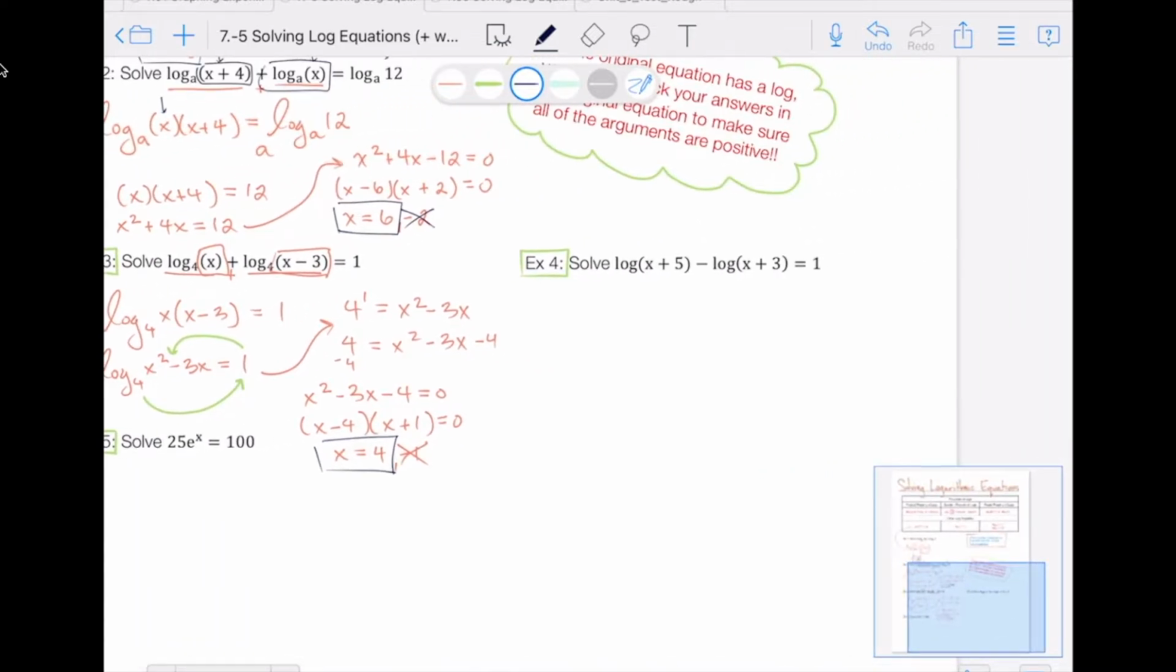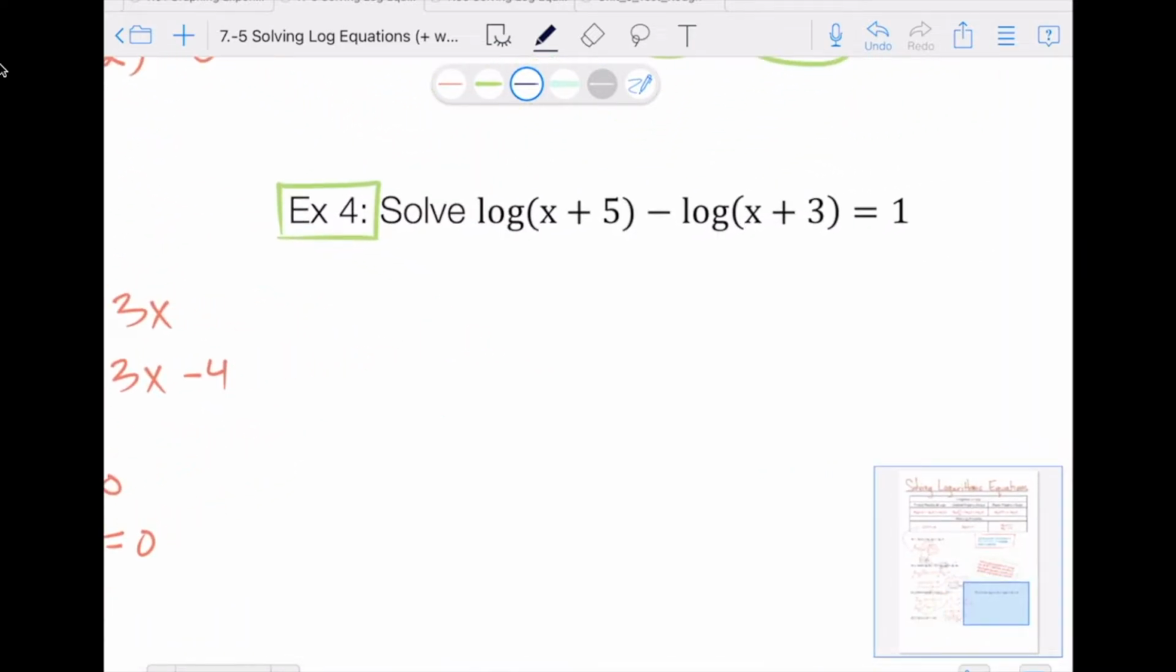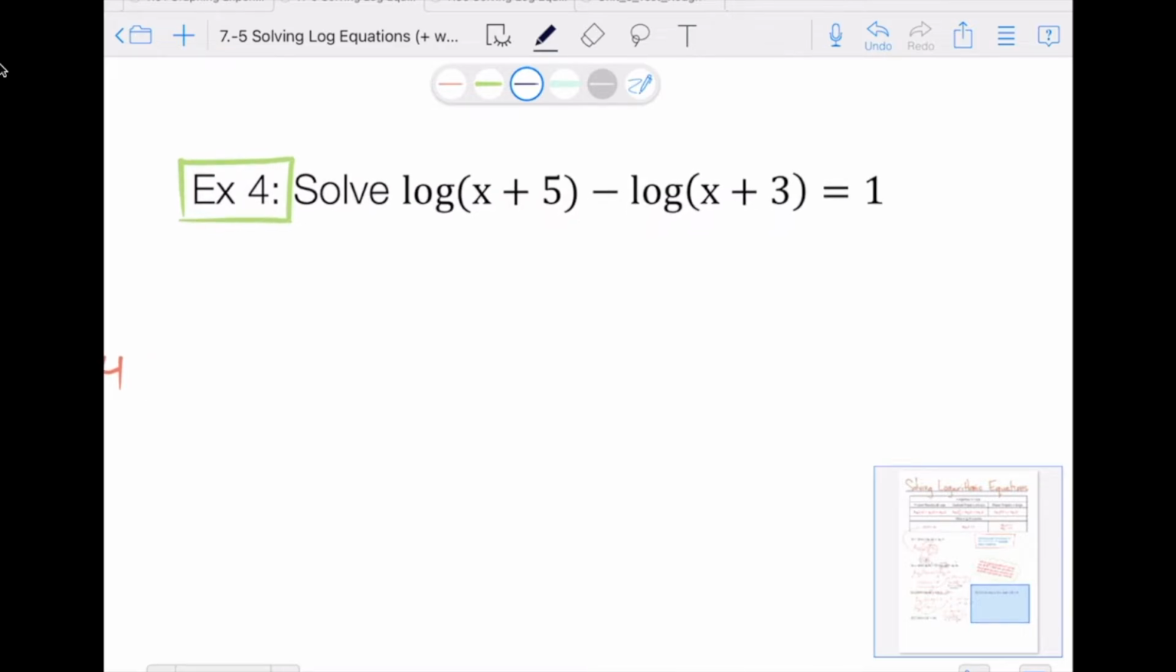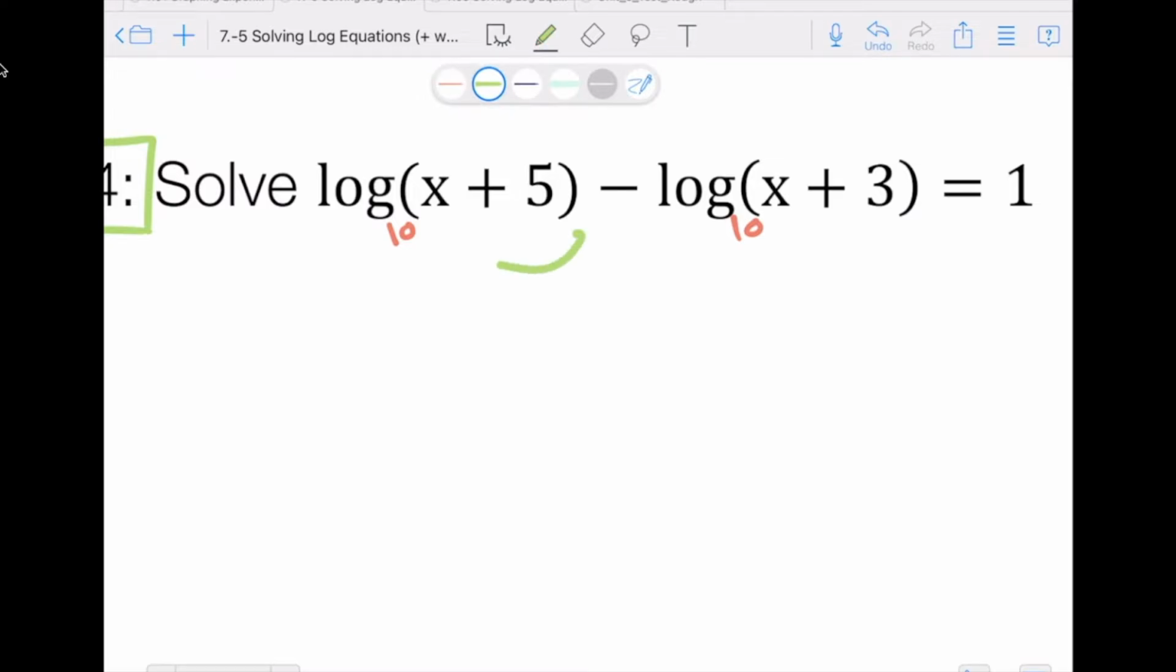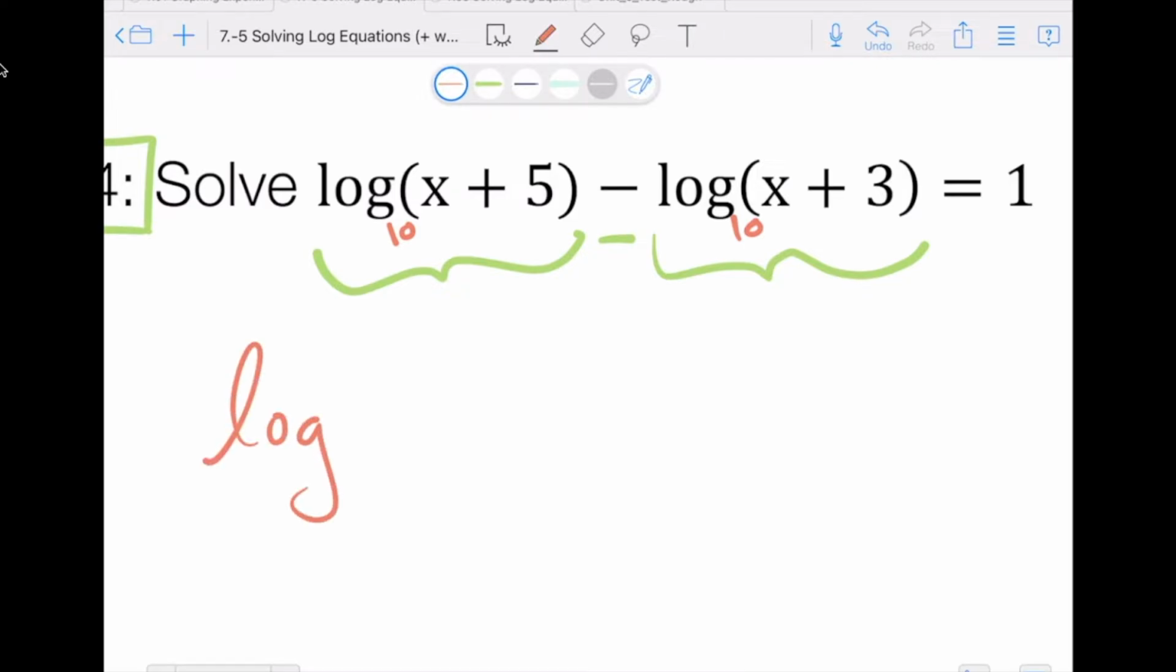All right, next question, and if you feel pretty confident on this, try to do this one on your own. All right, remember, if no base is shown, it's automatically a base 10. So first thing, recognize that this whole thing is an exponent, so we have exponents being subtracted. So if we wanted to condense this, we would want to divide the powers. So it's x plus 5 over x plus 3 is equal to 1.